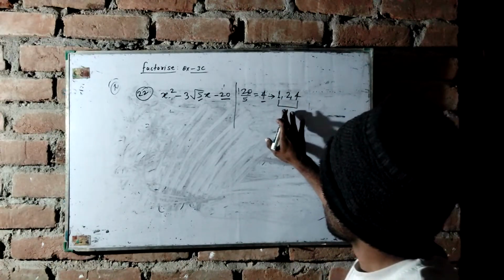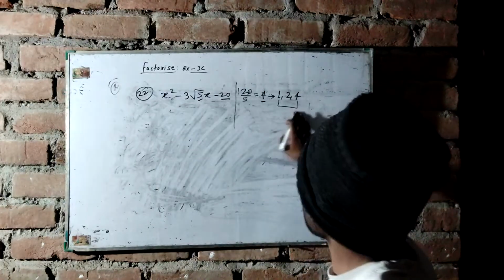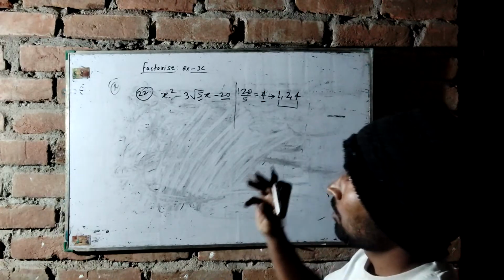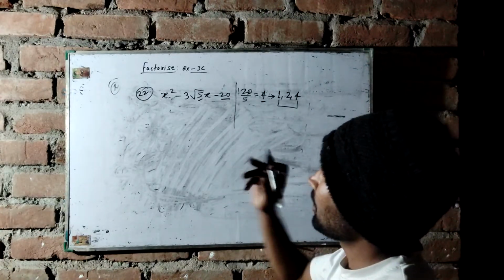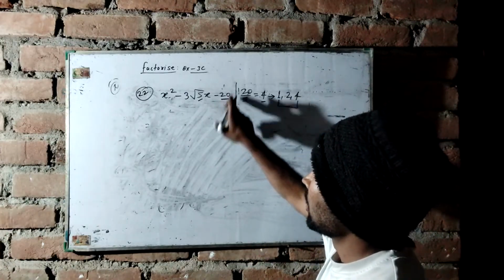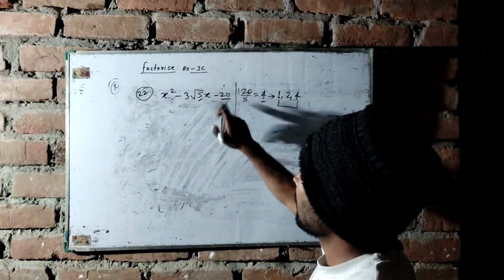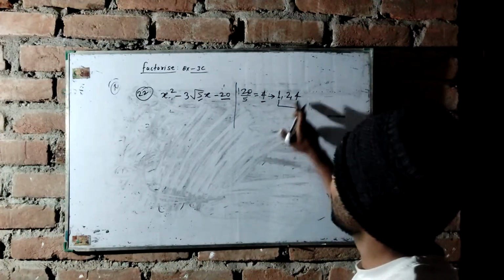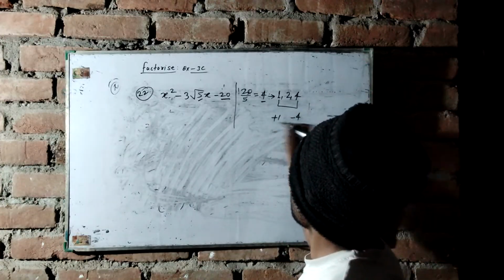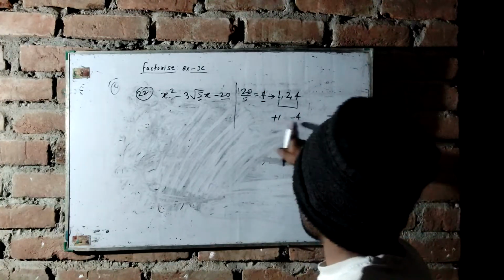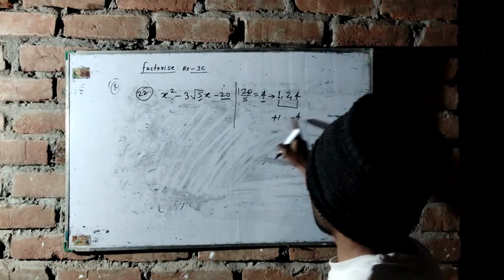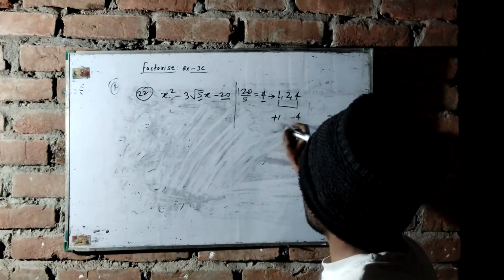Their sum will be minus 3 and their product will be minus 20. As you know, the product of one positive integer and one negative integer will always be negative. Here we can see minus 20. So we need to take the minus sign with the greater number. So we can take the minus sign with 4 and the plus sign with 1. So their difference will be minus 3 and their product will be minus 20.